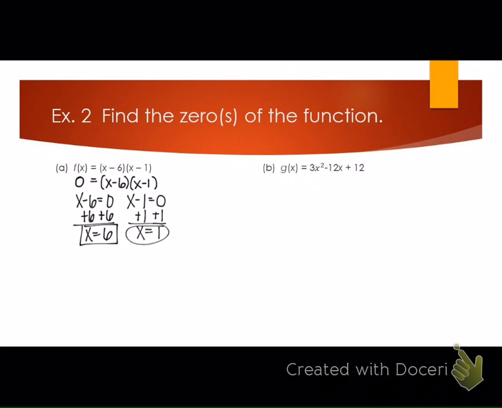Now, I boxed in the first one and I shouldn't have. Here's why. My final answers, if these are zeros, if these are x-intercepts, my final answers should be in what form?